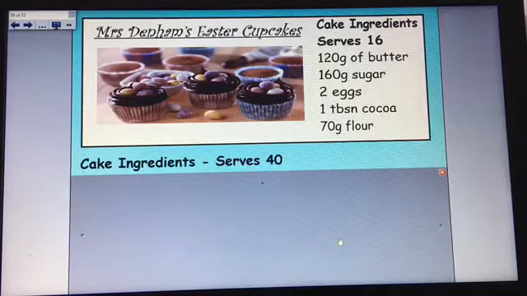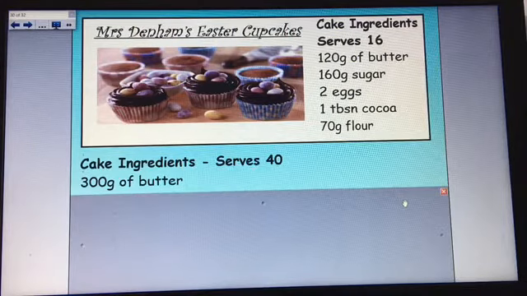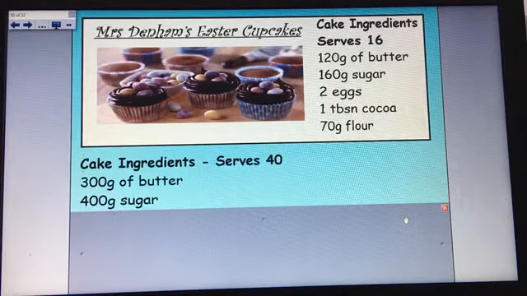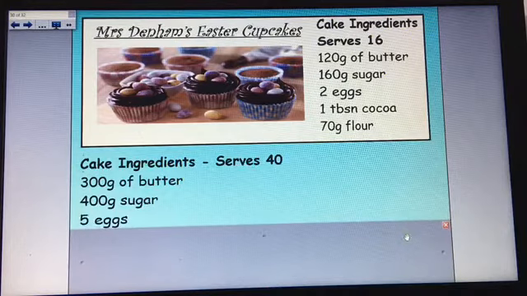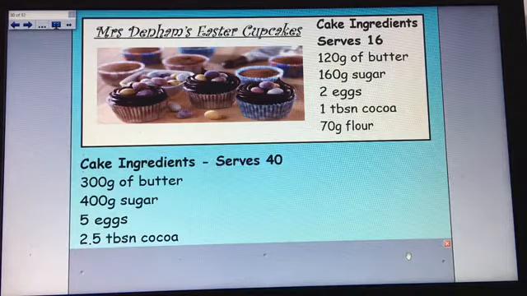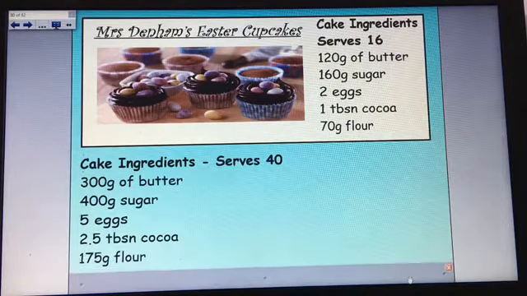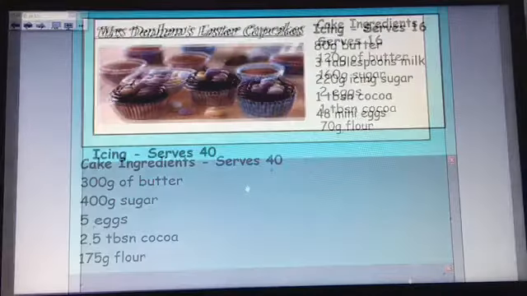So I think I might have another go at these, but I think I'm going to go for a big batch this time. So can you work out the amount of ingredients I would need to make 40 cakes? Press pause if you want to crack it on your own. Okay, so hopefully you should have worked out you would need 300 grams of butter. You would need 400 grams of sugar. You would need 5 eggs, 2.5 tablespoons of cocoa, and 175 grams of flour.